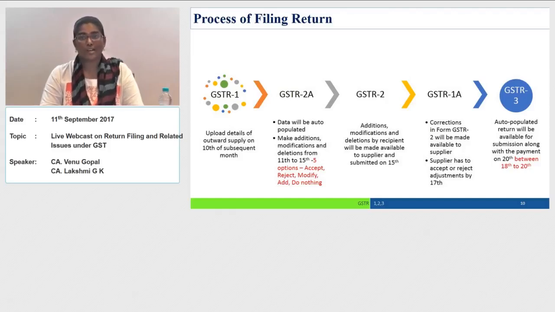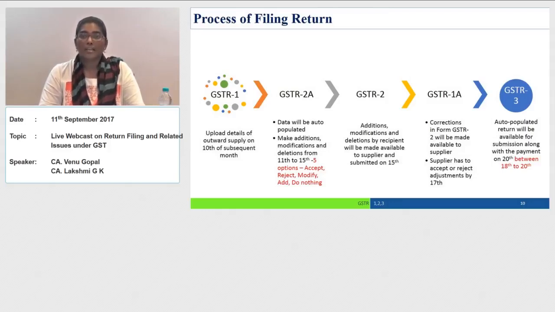So once this is downloaded, what is the action to be done by the recipient? He has to cross verify it with his books of accounts, that means the purchase register, and see if there are any rectifications or modifications to be done by him. So he can modify. The option of modification is allowed to the recipient, and if any of the invoices are in his possession but have not been uploaded by the supplier, then he can manually upload.